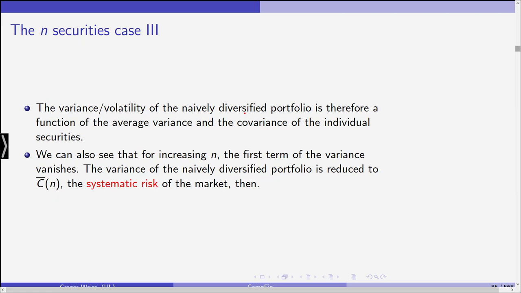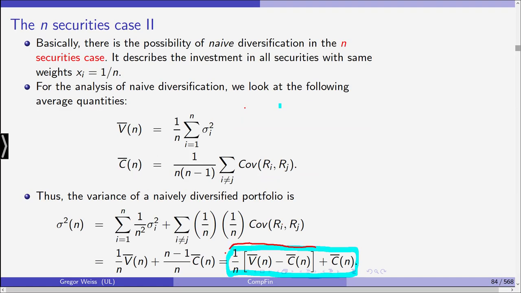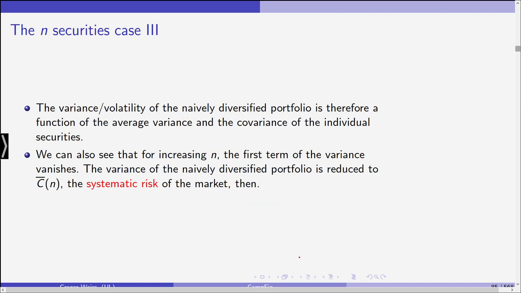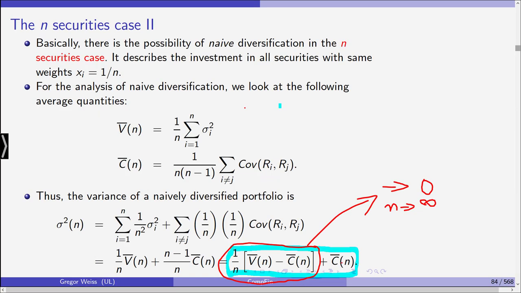And we can also see that for increasing n, the first term of the variance, if we go back, this one here, if we increase n to infinity, this goes to zero. Okay, because then this will become increasingly small, and what we are left with is average covariance. So this is the result in a nutshell. If you naively diversify your portfolio, that is, increase the number of securities n in your portfolio more and more, what you are left with is still average covariance. You cannot naively diversify your portfolio to a risk of zero. It will always be at the average covariance.